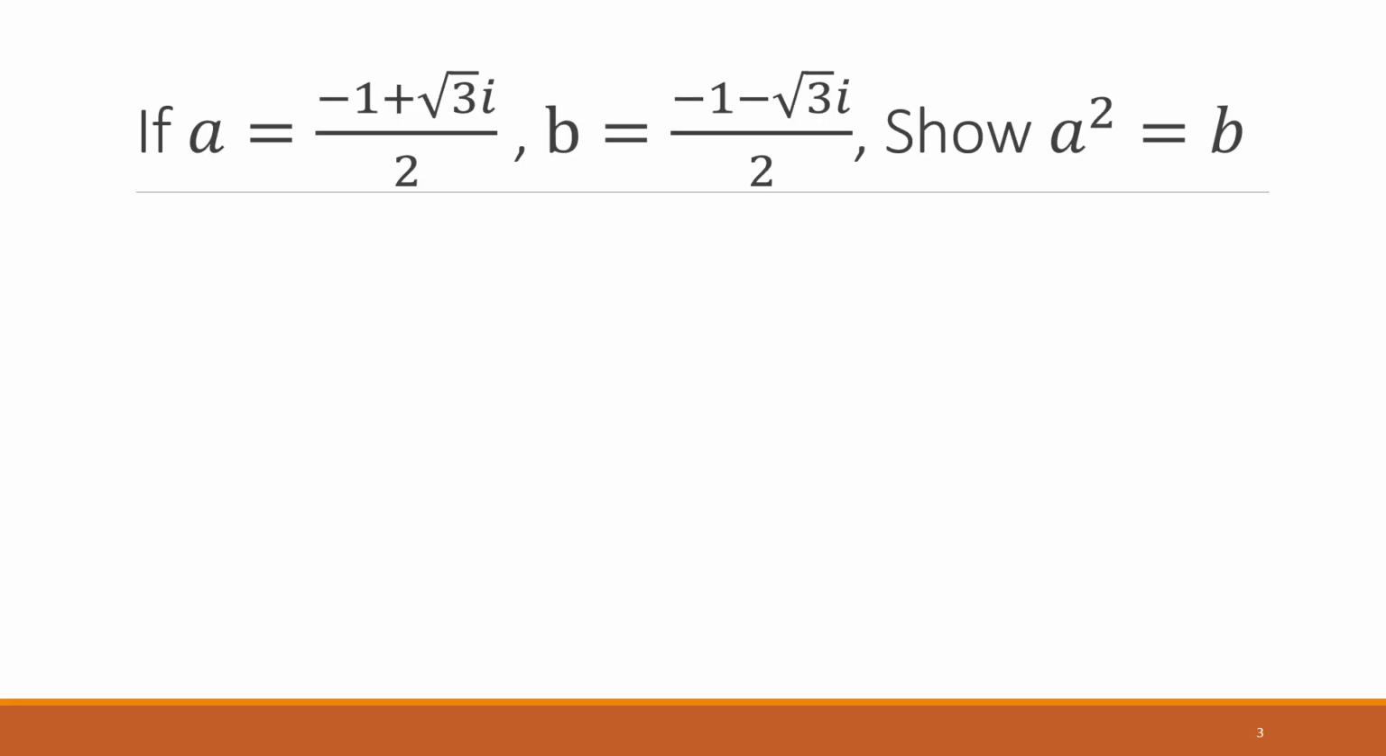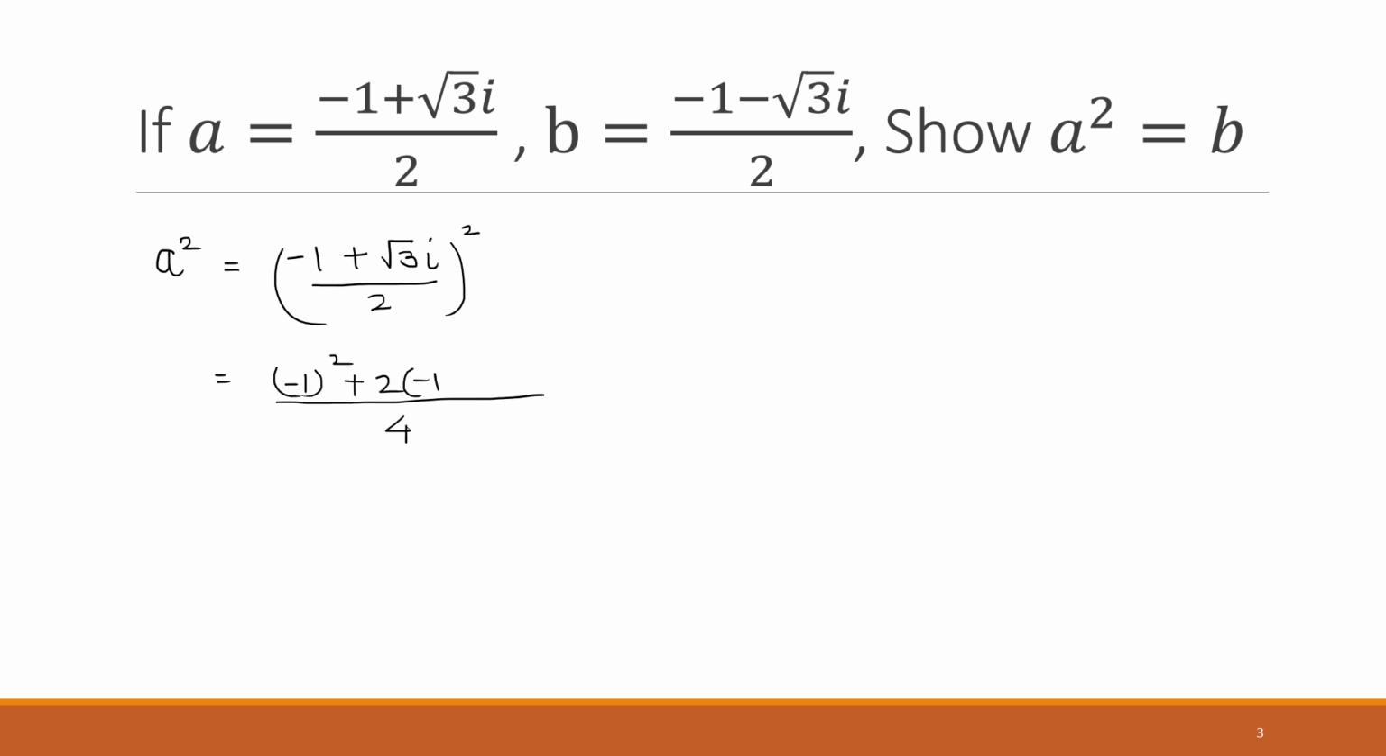Next, if a = (−1 + √3 i)/2 and b = (−1 − √3 i)/2, you have to show that a² = b. Now since I want to show that a² is b, I will first find what a² is. So how much will a² come? (−1 + √3 i)/2 the whole square. Correct? So the denominator becomes 4, and the square of −1 + √3 i means a² + 2ab + b². Am I right? I'll just simplify this part.